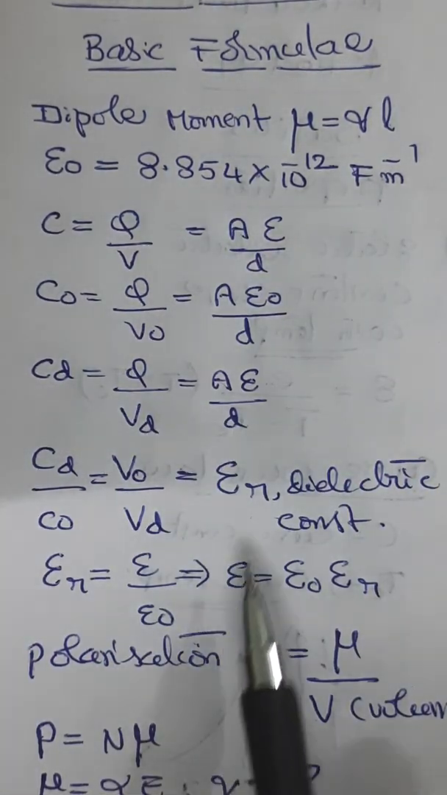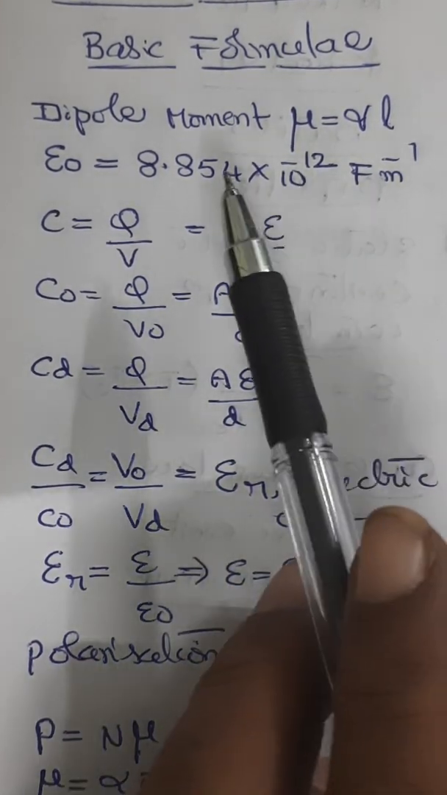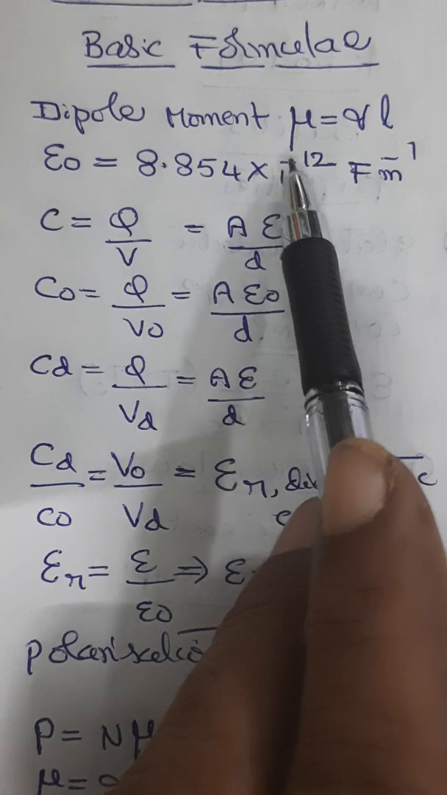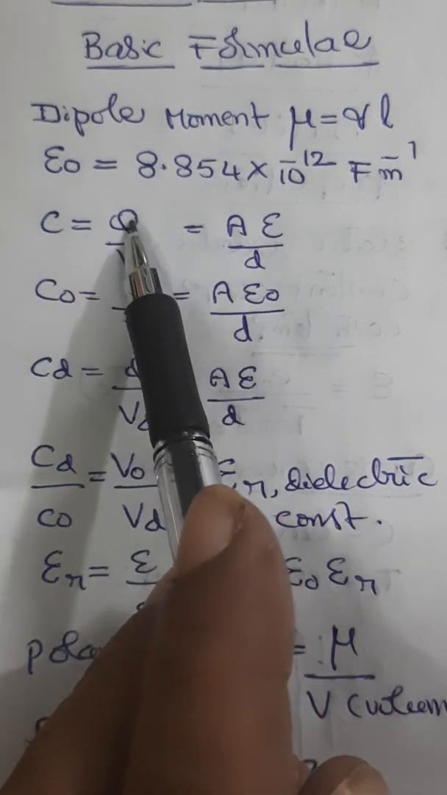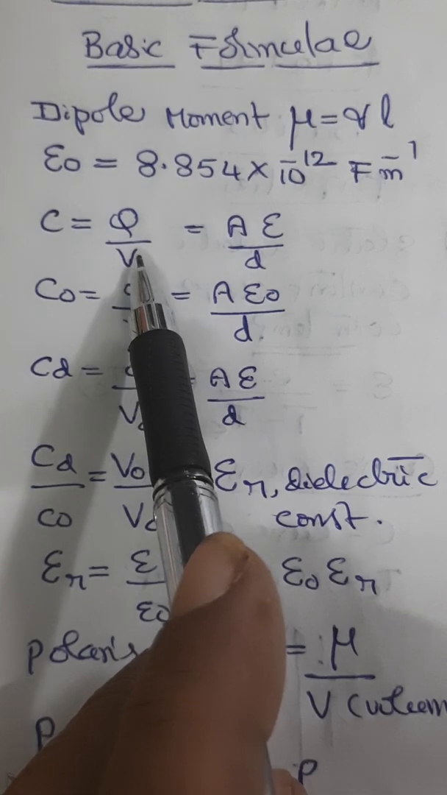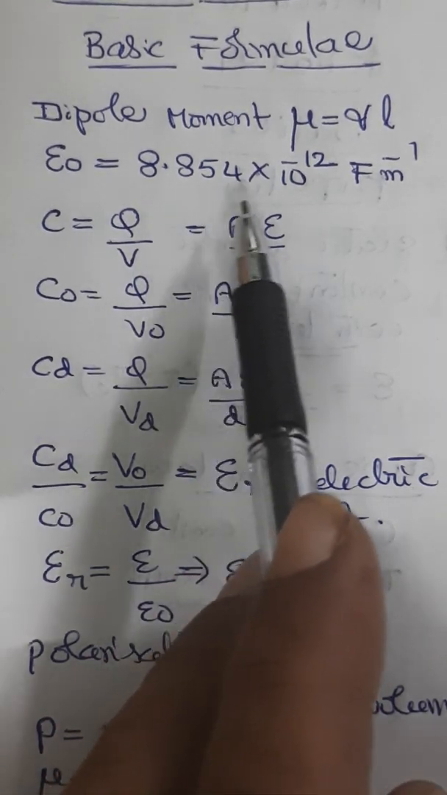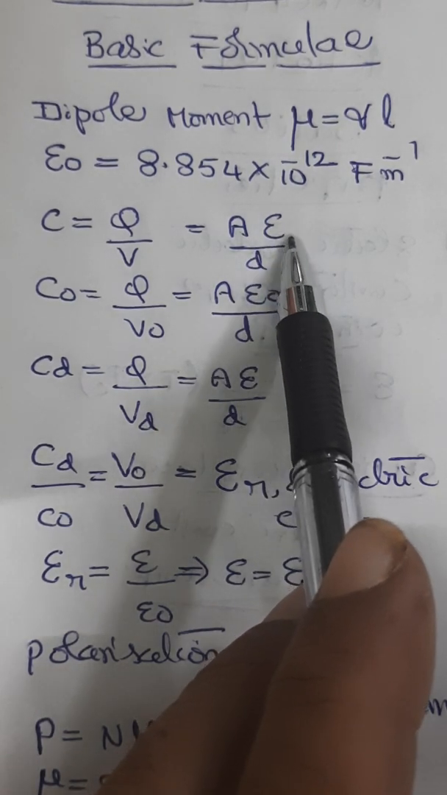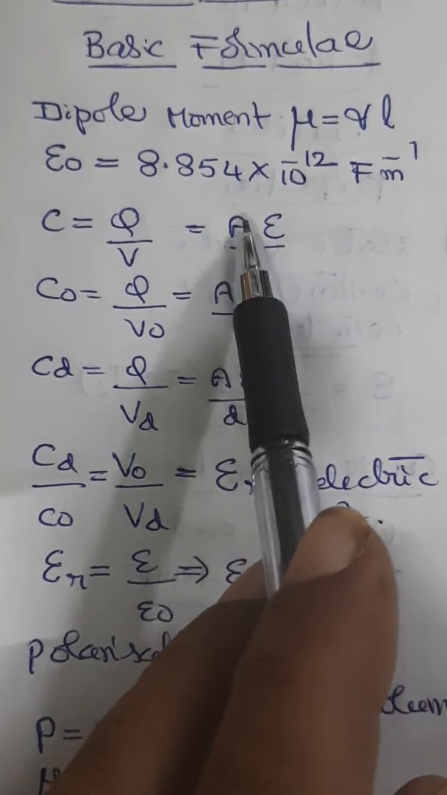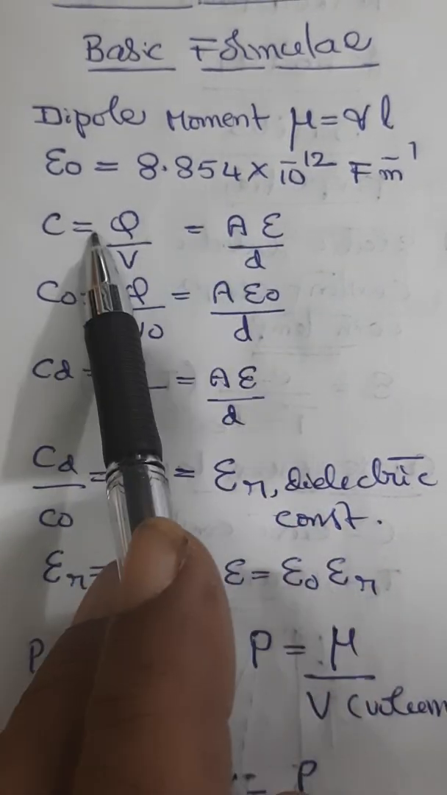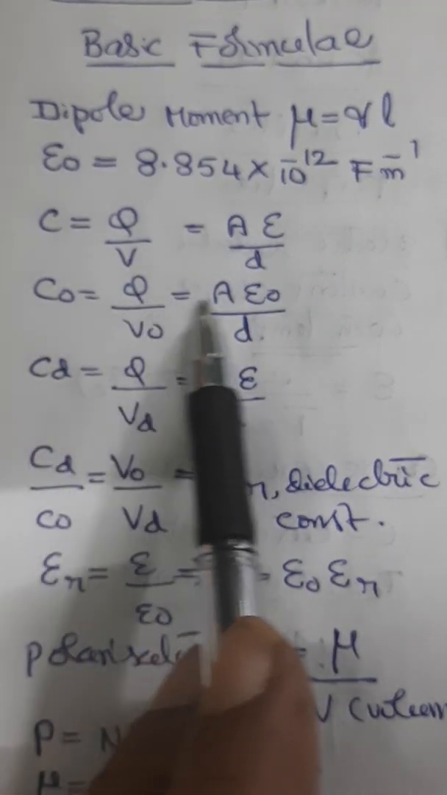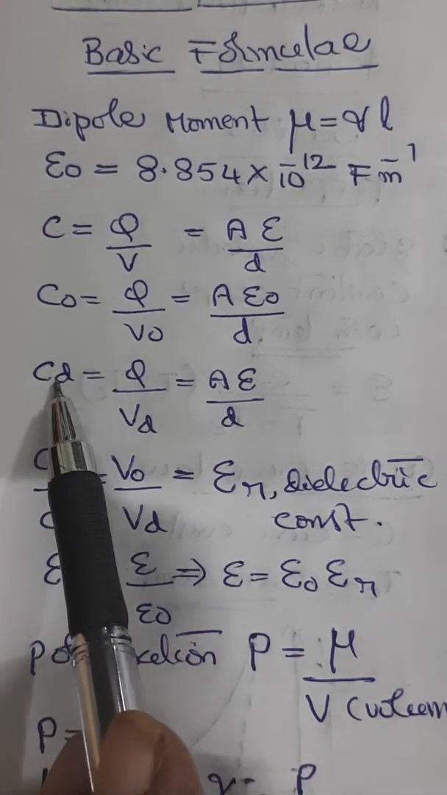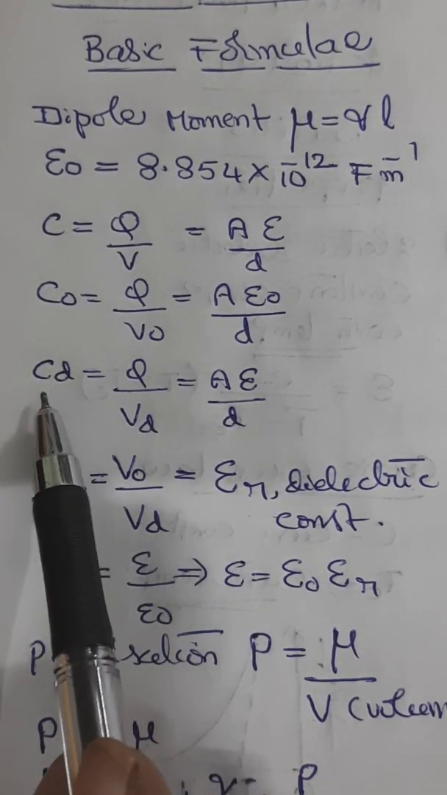So we just need to recap and remember so that we can attempt the numericals, like the dipole moment formula, the permittivity of free space value, and capacitance as a ratio of charge and potential. If the capacitor has a cross-sectional area, the distance of separation between plates is given, and then the permittivity of the medium, then this formula is used. Based on this, you can calculate for free space. When a dielectric medium is introduced between the plates of a capacitor, you can calculate the capacitance using this formula.